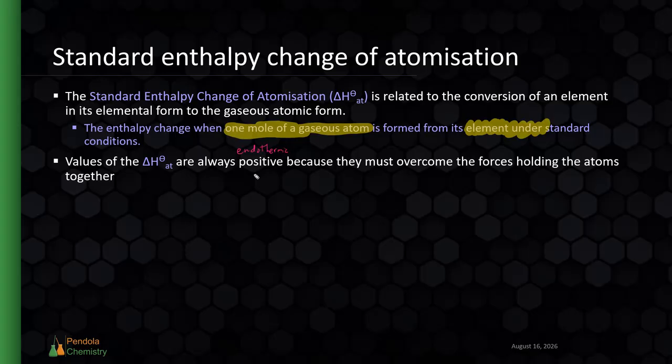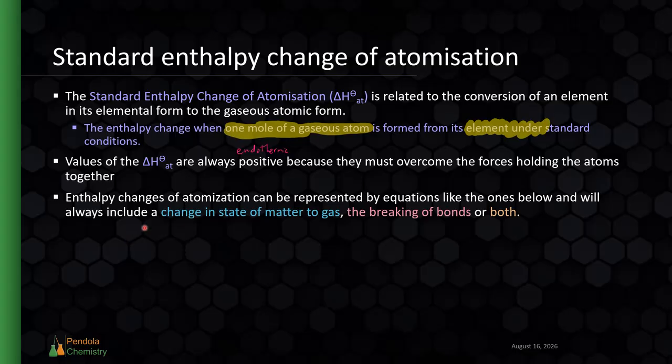It always takes energy to go from an element to its gaseous atom form, because we're going to have to overcome the forces holding the atoms together. Either the bonds, if we're looking at a diatomic element like hydrogen and bromine, or the energy of the intermolecular forces if we're looking to change the state of matter from solid to gas or liquid to gas.